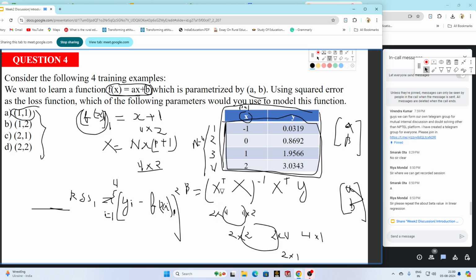How can we find the beta values? You know the x matrix, so you can find the x transpose matrix by converting rows into columns and columns into rows. X is a 4 cross 2 matrix, so x transpose will be a 2 cross 4 matrix. So X transpose into X will give a 2 cross 2 matrix. We will invert this, which again gives a 2 cross 2 matrix, and then we will multiply.